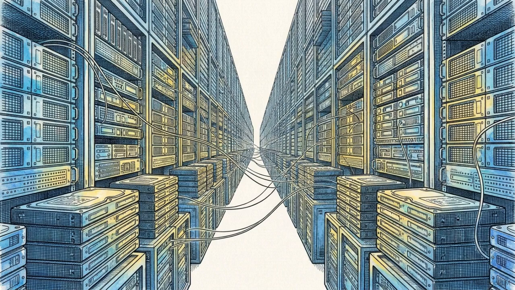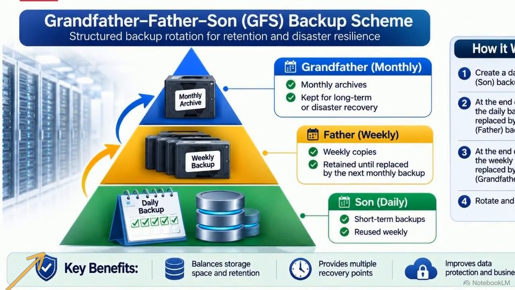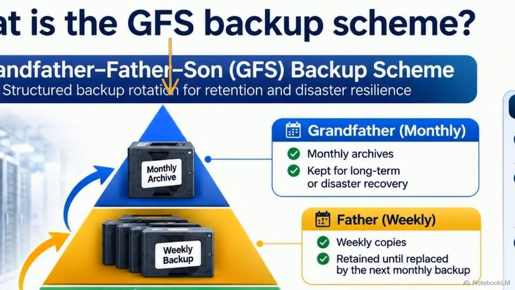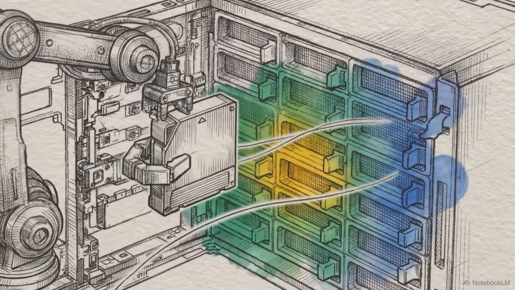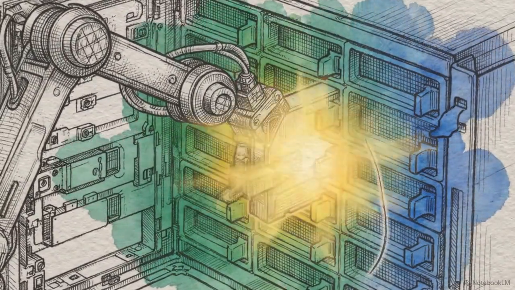Without a rotation, these backups would scale infinitely and consume every available byte of storage. This diagram illustrates the GFS, or grandfather-father-son, backup scheme. At the pyramid's base is the Son tier, daily short-term backups rapidly reused weekly. Moving up is the Father tier, weekly medium-term copies retained until replaced monthly. At the peak is the Grandfather tier, monthly long-term archives kept permanently or yearly to ensure major disaster recovery and legal compliance. The GFS scheme provides a highly structured, predictable set of temporal restore points, allowing you to cycle through history without requiring infinite physical hard drives.